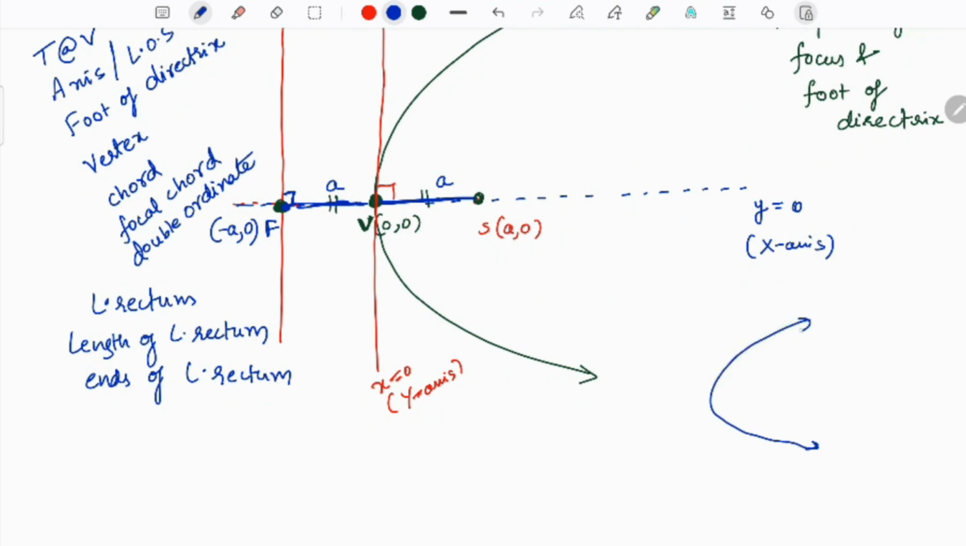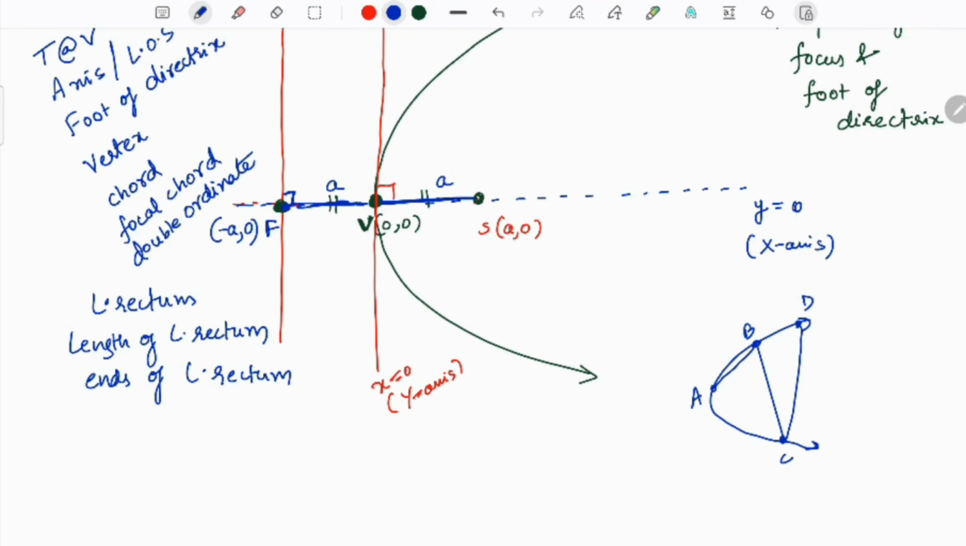Chord we understand, right? So this is chord. AB is a chord of the parabola. BC is another chord of the parabola. CD is another chord of the parabola. If we have a line segment joining any 2 points on the parabola, that would be chord of the parabola.